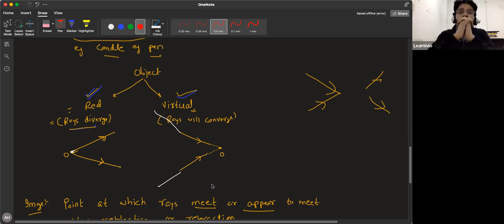But instead of a convex lens, if you have a concave lens, then rays will get diverged. They will not actually meet, but they will appear to meet at a point. And that point is what we call the virtual image. So we have two types of images, real images and virtual images.